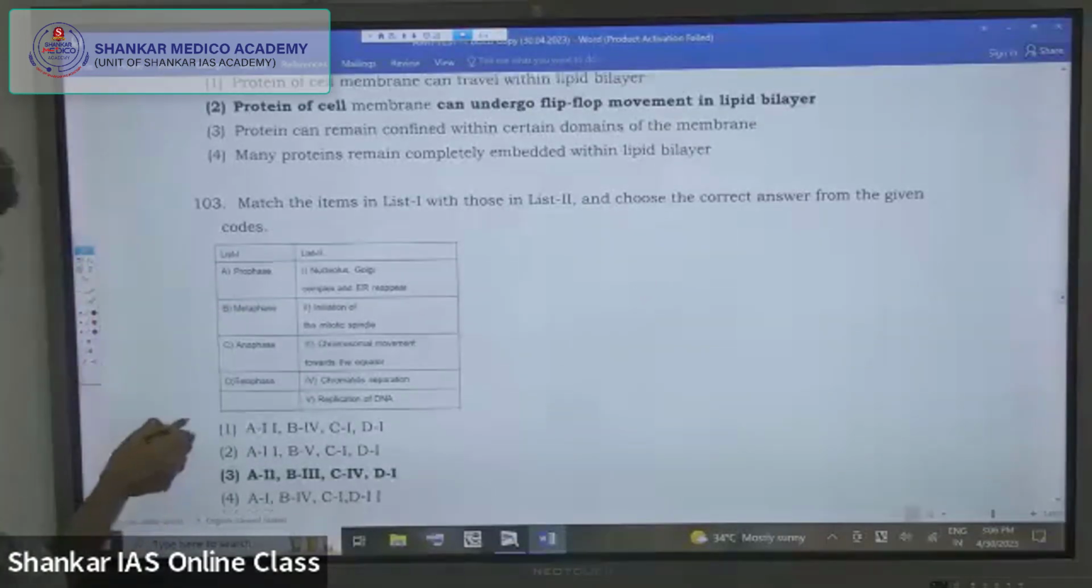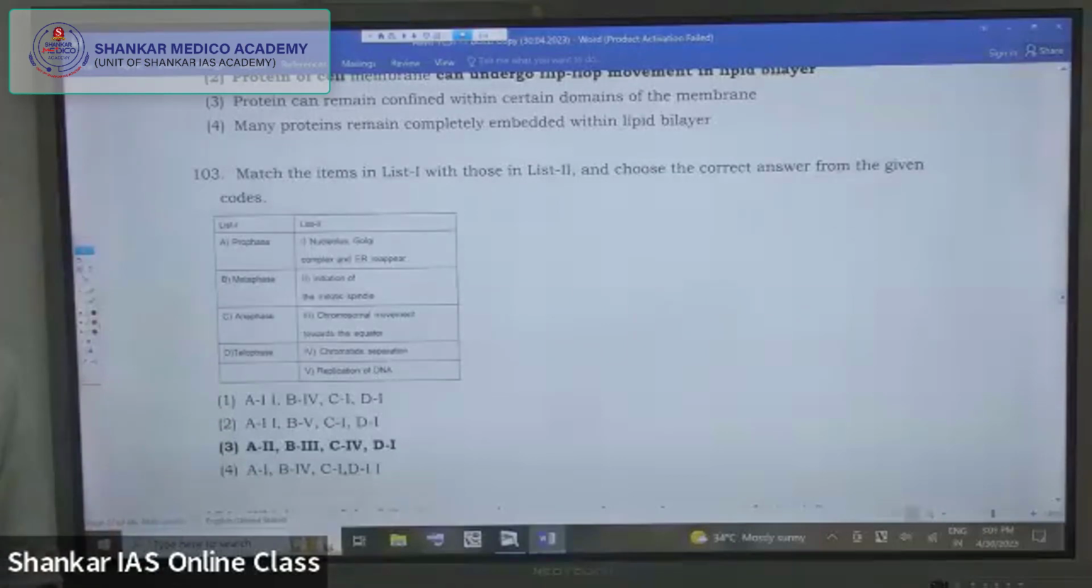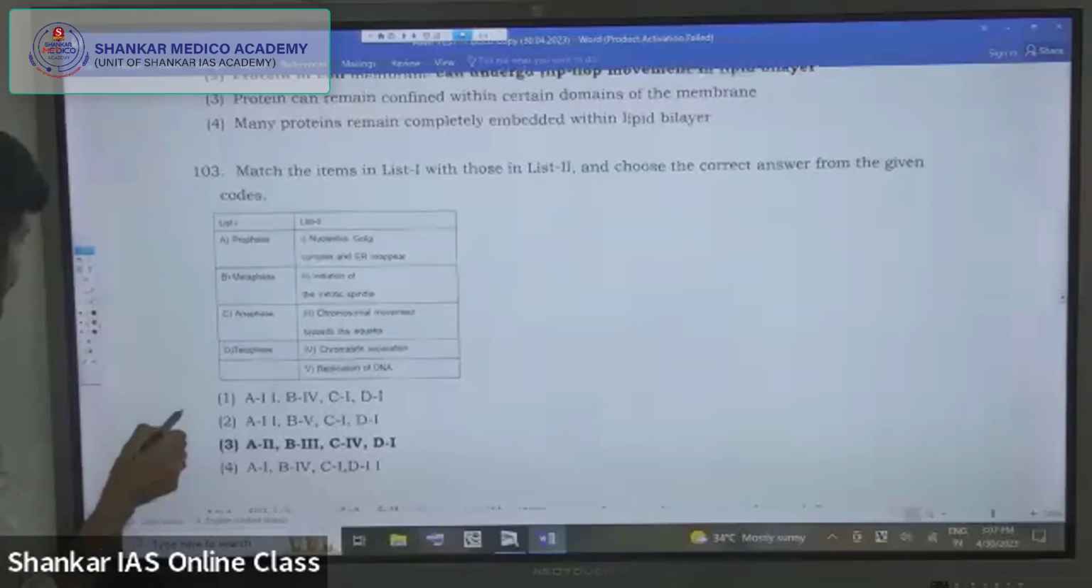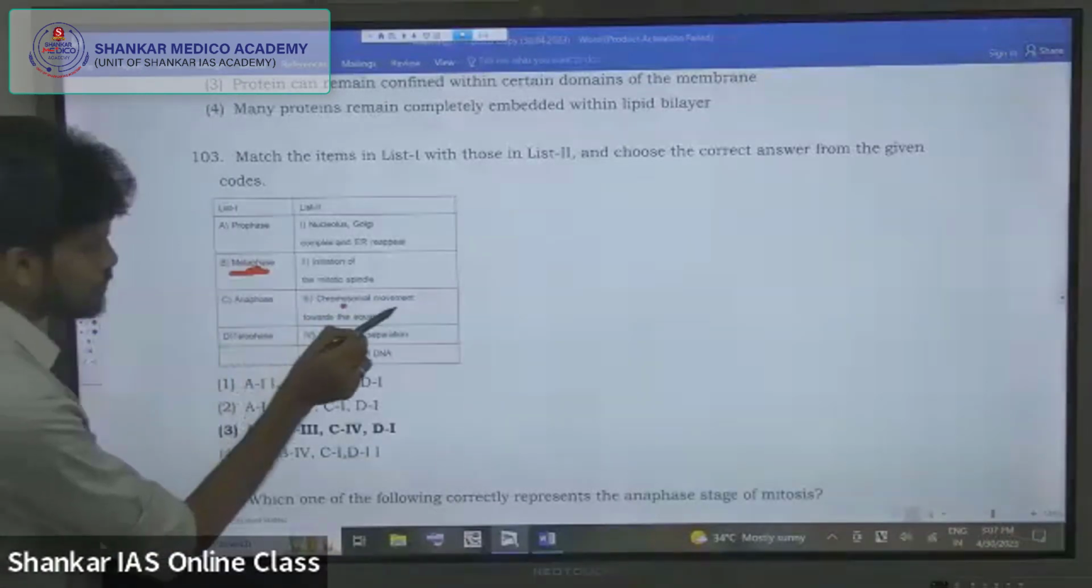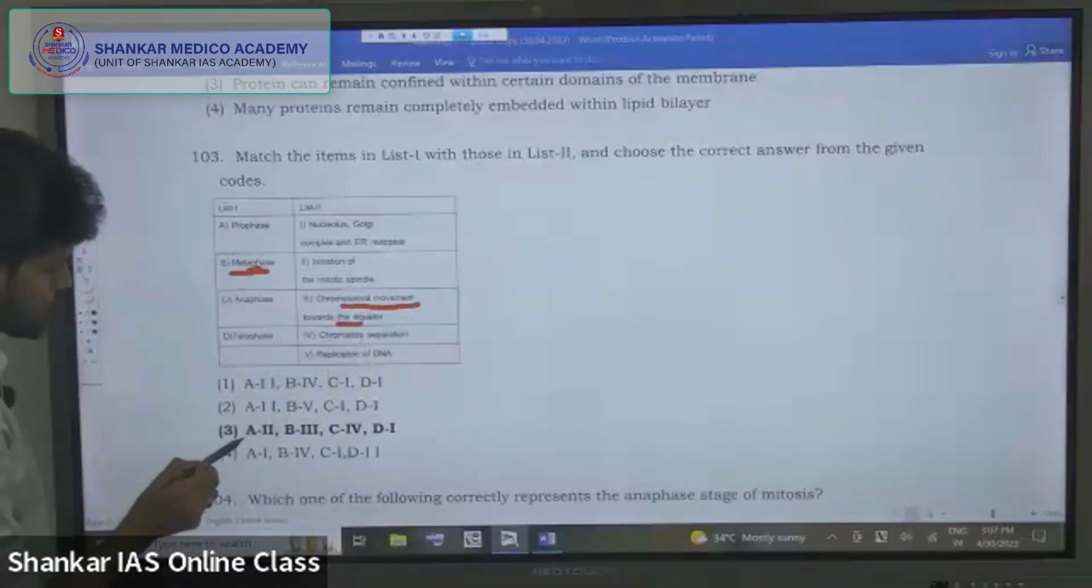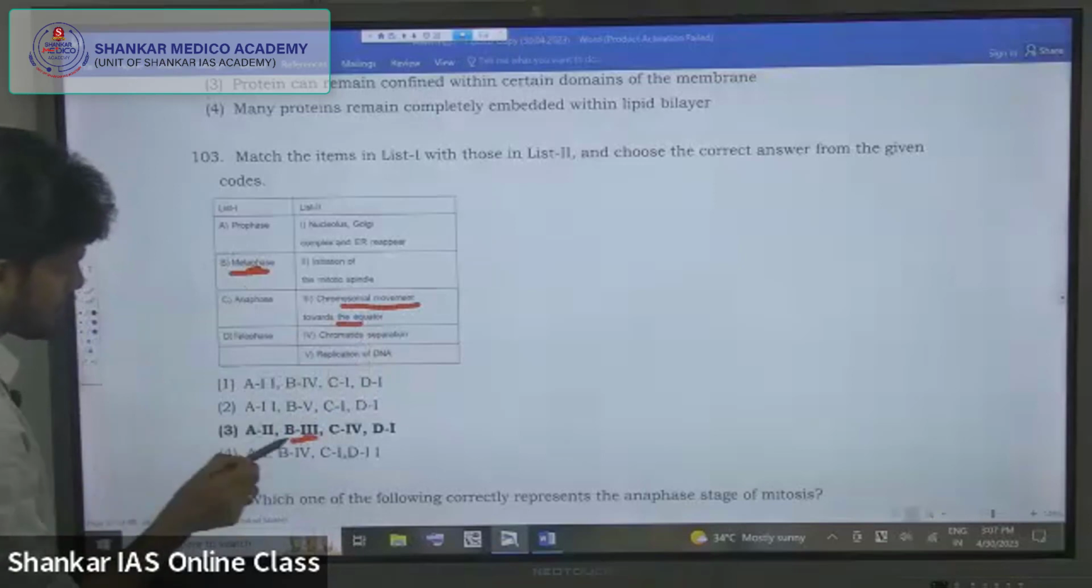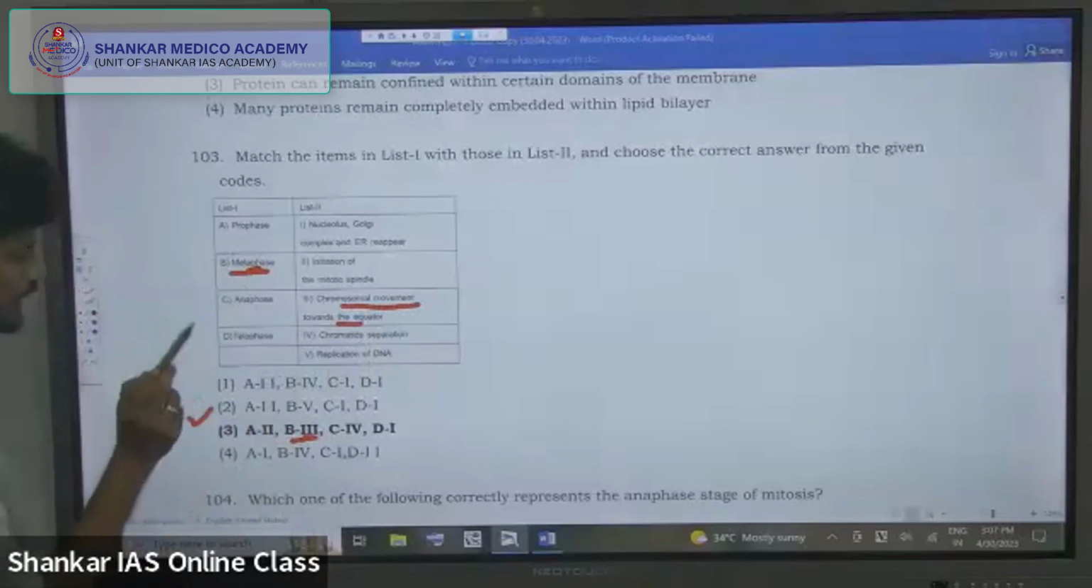In list 1, I have given the list of phases in mitosis, and in list 2, I have given the key events that take place. From this you can easily identify metaphase. Metaphase is the chromosomal movement towards the equator. So B will be 3, and that is given in option 3 only, so you can easily opt for answer 3.